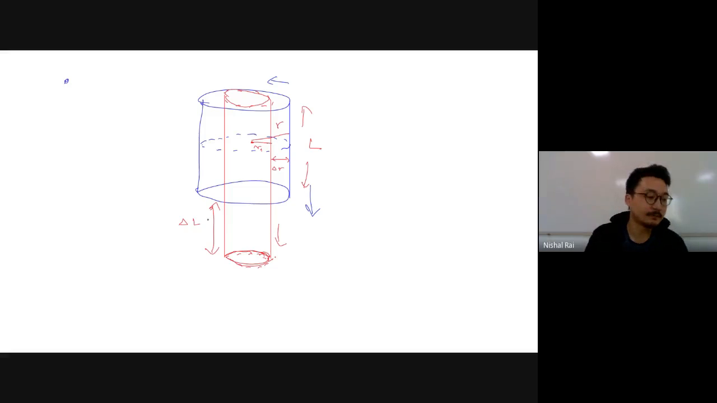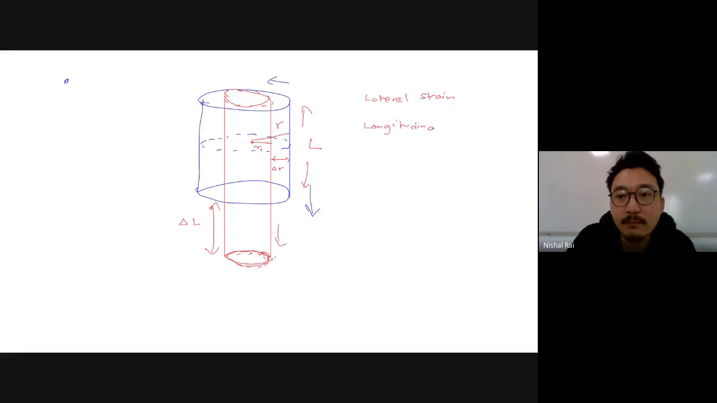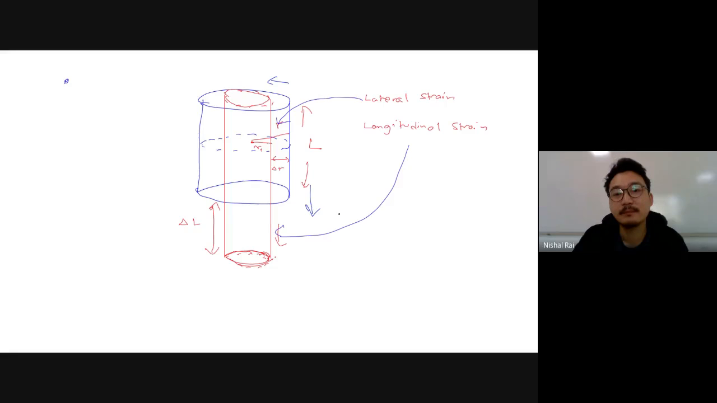Now there are two kinds of strain. Now these two kinds of strain are defined as what? Lateral strain and longitudinal strain. Now can you tell me which is lateral, which is longitudinal? Lateral is basically the change in this radius, and longitudinal is basically the change in your length. Is this point clear? So this can be defined as delta R by actual radius. This can be defined as delta L by actual length.